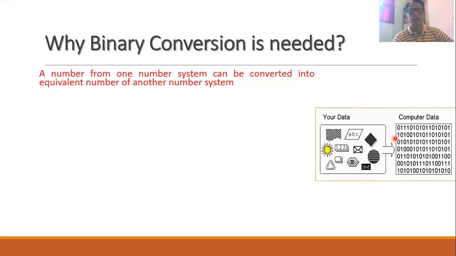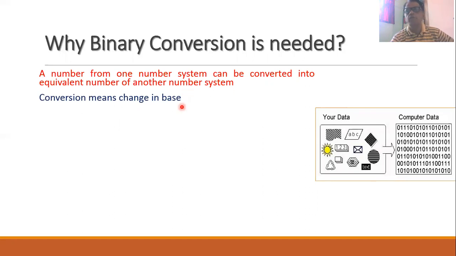So you will find that there are four types of number systems: decimal number system, binary number system, octal number system, and hexadecimal number system. And it is possible for us to convert a number from one number system into another number system. So any binary number can be easily converted into an equivalent decimal number, octal number, and hexadecimal number.